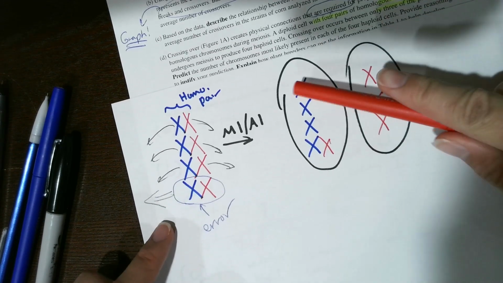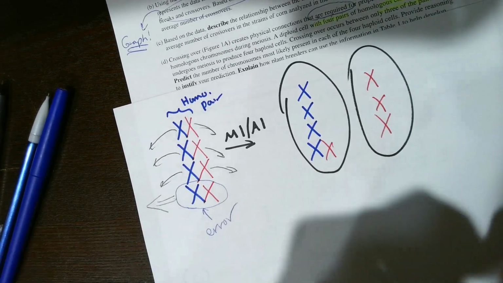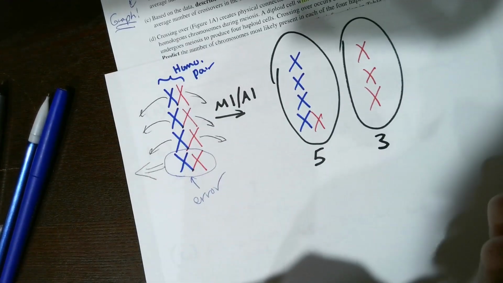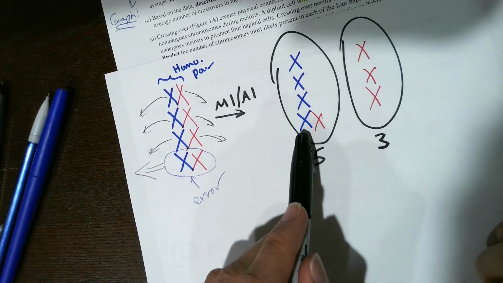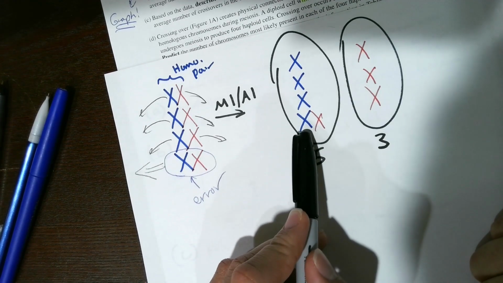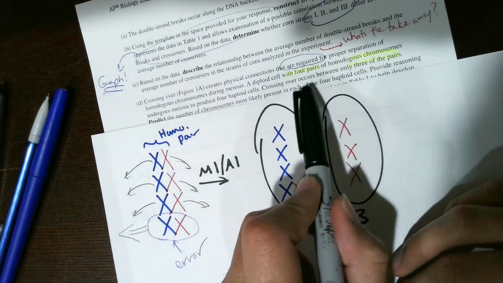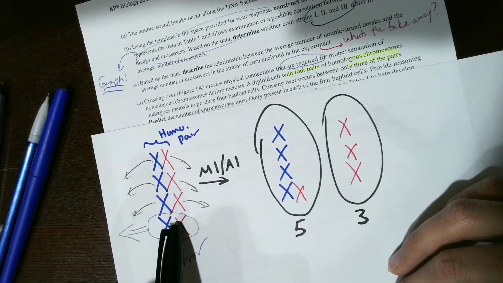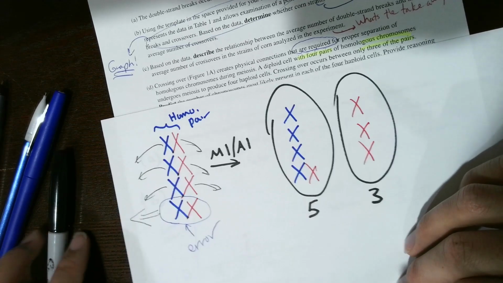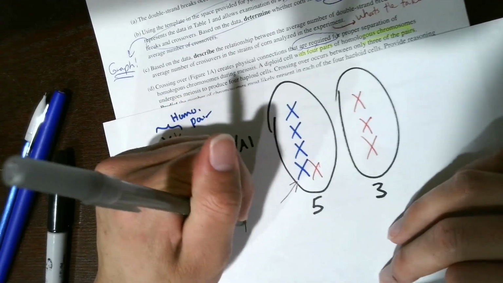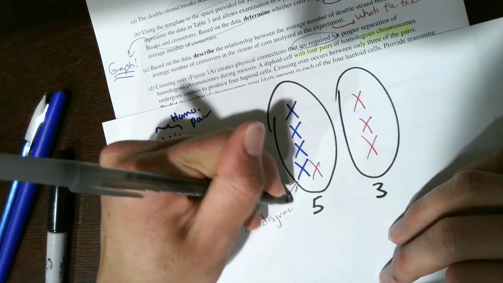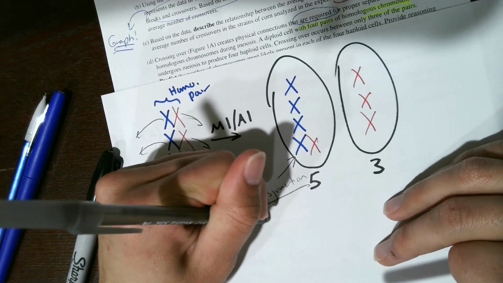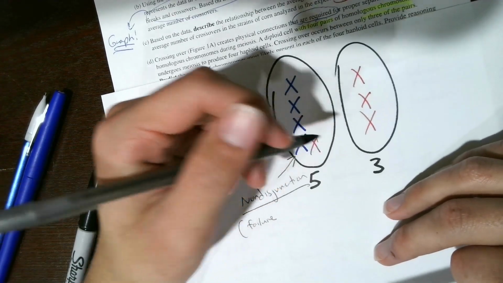So let's count how many there are. 1, 2, 3, 4, 5. This cell has 5. This one has 1, 2, 3. That's 3. And why does it have 5? Because these chromosomes couldn't separate. Because, as the problem stated, crossing over only occurred in 3 pairs. So this one didn't cross over, therefore it couldn't separate. That, in biology, is what we call non-disjunction. Non-disjunction. That means failure to separate.